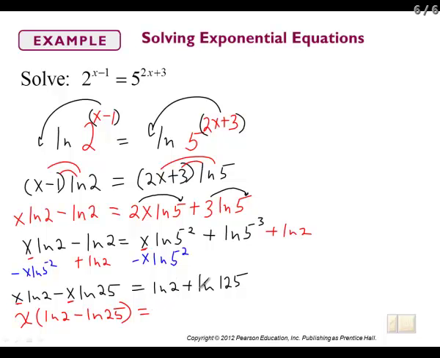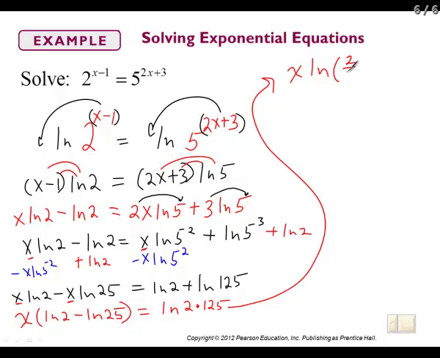Now we can go ahead and condense that. On the right, that'll be natural log of 2 times 125, so that's 250. On the left side, that'll be x times natural log 2 minus natural log 25, which is natural log of 2 over 25, equals natural log of 250.